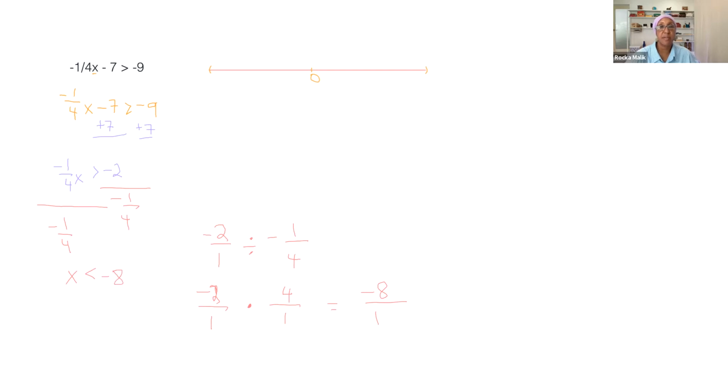I go to my number line. 2, 6, 8. Is it going to be an open dot or a closed dot?